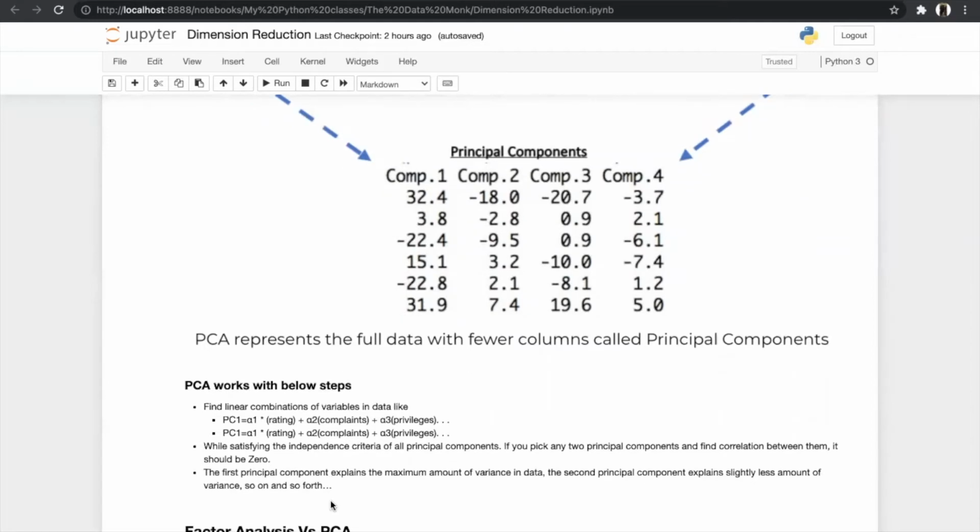Another point for the working of our PCA is that while satisfying the independence criteria for all principal components, if we pick any two principal components and find the correlation between them, it should be zero. Like if we pick this column and find the correlation between them, it will result in zero as they will all be independent values. Another point for the PCA is that the first principal component explains the maximum amount of variance in our data. The second principal component explains slightly less amount of variance and so on and so forth. So now you are familiar with the working of the PCA, but how can we differentiate PCA from factor analysis?